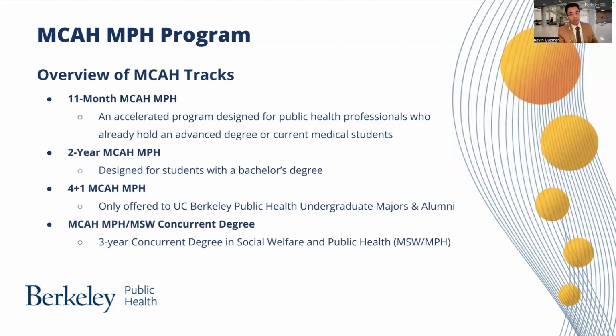Now, when it comes to our programming, MCAH offers the same quality program in a few different tracks to meet the different needs of our differing student populations. So starting off with our 11-month program, this track condenses a 2-year program into a fast-paced 11 months and is geared towards students who already have an advanced degree or current medical students. For students without an advanced degree, we also have our 2-year MCH program, which is designed for students who have completed their undergraduate degree and are looking to add an MCAH MPH to their belt.